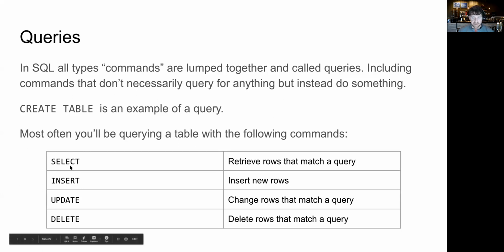Select is where you're retrieving rows that match a specific query. Inserting, we're obviously inserting new data or inserting rows. Update, we're changing rows that match a specific query. And delete is where we're deleting a row that matches a specific query.